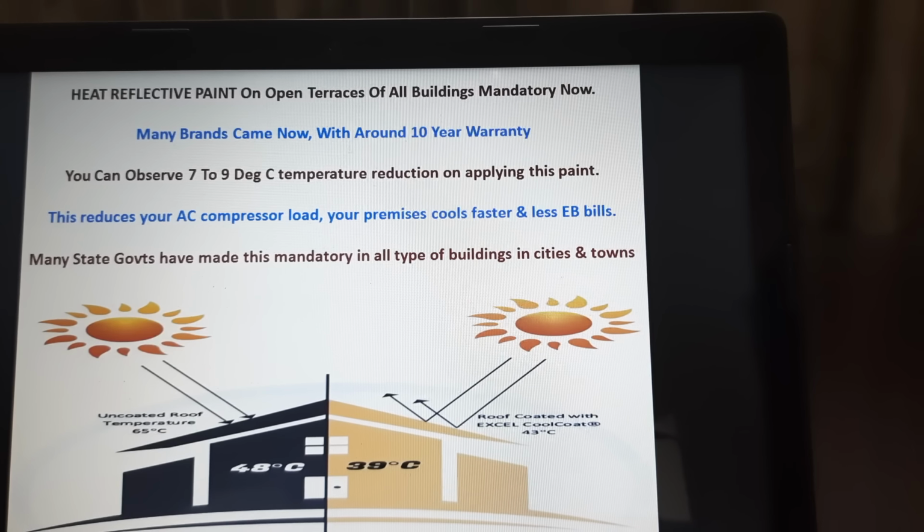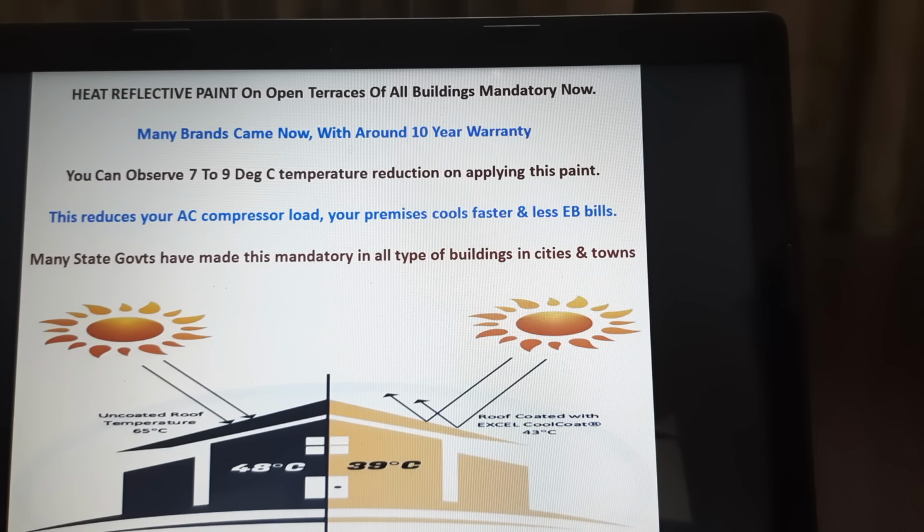Heat reflective paint on open terraces and buildings is becoming mandatory now. In all state government buildings, and residential and commercial buildings in cities and towns, heat reflective paint projects are going on at a massive scale, and you can also attempt to have this paint on your open terrace. You can see the temperature reduce from 48 degrees to 39 degrees, a 7 to 9 degree reduction. This reduces your AC load and your electricity bill, and more brands have now come with a 10-year warranty. You can definitely make use of it.